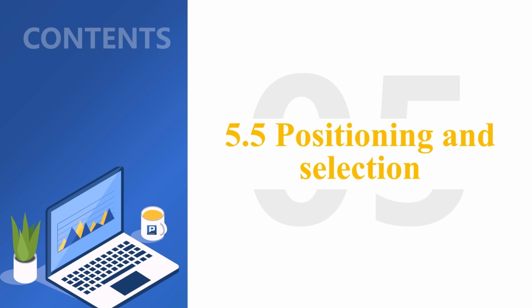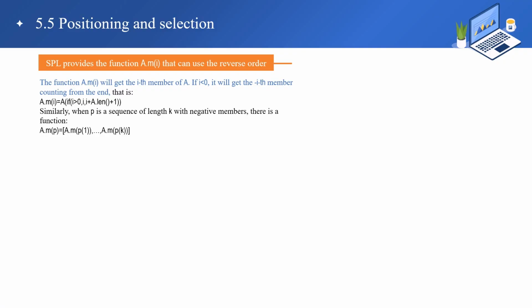Section 5. Positioning and selection. It is a common operation to extract a subsequence from a sequence, that is, to extract a subset from a set. We have learned to use the to-function and sequence of numbers to extract a subsequence according to the position of members. Sometimes we want to get members from the end of a sequence in the reverse order. Of course, we can use the length of the sequence to calculate the sequence number, but it's a bit troublesome. SPL provides the function A.m i that can use the reverse order.